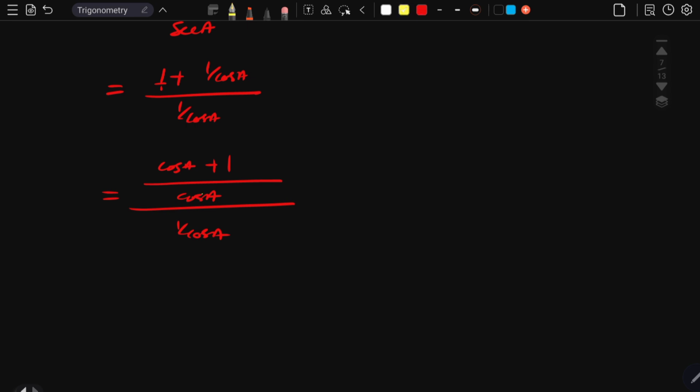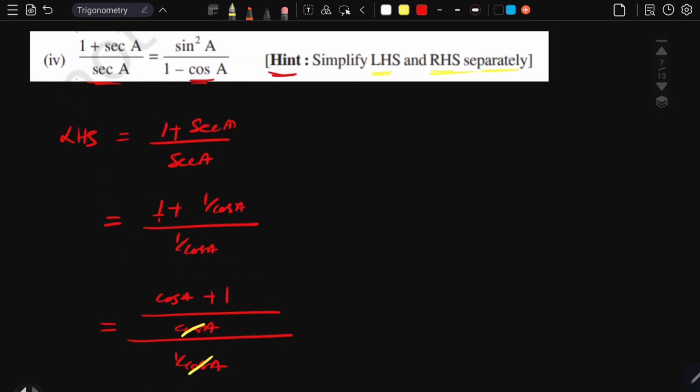Okay, so this denominator and this denominator cancel, so we get cos A plus 1. Let's call this equation number 1. Now similarly, take the RHS separately. So the RHS is sin square A divided by 1 minus cos A.